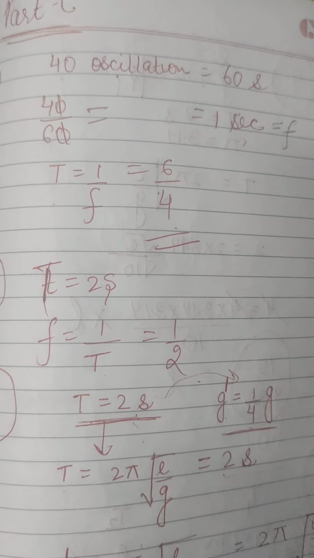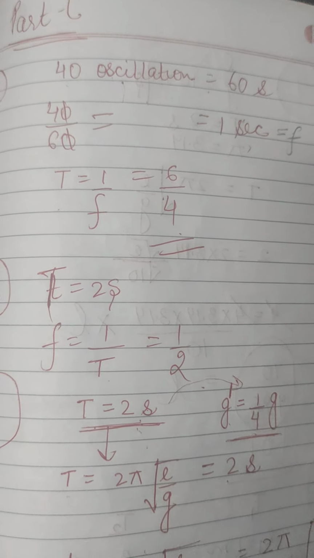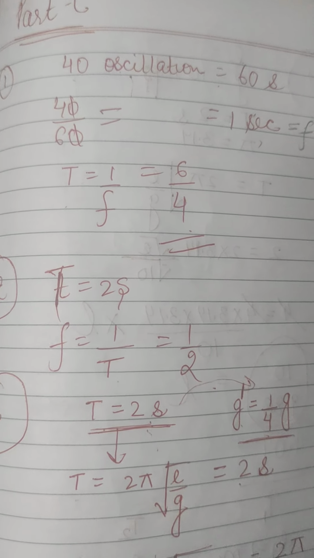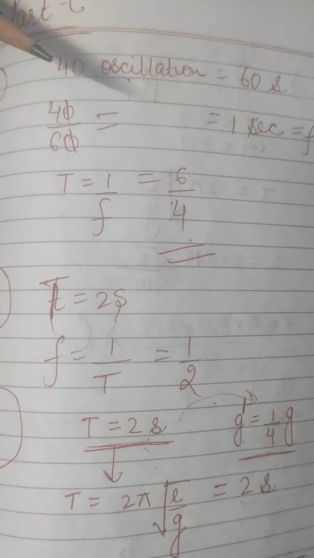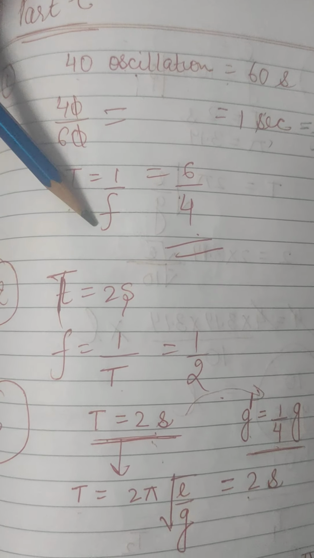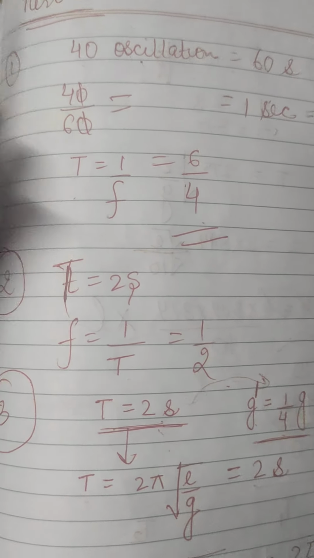First question: a simple pendulum completes 40 oscillations in 1 minute. Find its frequency and time period. The number of oscillations that take place in 1 second is the frequency. So 40 oscillations in 60 seconds, so in 1 second that is 4 upon 6. And time period is 1 upon frequency, so that will become 6 upon 4. When you solve it, you will get the answer.